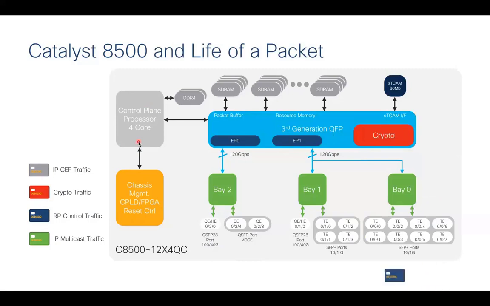RP control traffic, again something that needs to be consumed by the iOS, gets to the control plane processor where iOS is running, and the response from that side as well. This can be your routing traffic and things like that. And the last but not the least, the multicast traffic. This is where the raw power comes to the help from the QFP. This platform will be the best to replicate multicast traffic.